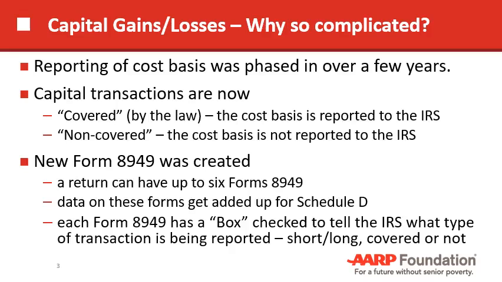So they also had to then create a new form, 8949, because now we have all sorts of transactions. We have short-term covered, short-term not covered, long-term covered, long-term not covered. And so there are actually 6 different Form 8949 that can be possible on an individual tax return. That's very rare. Each of those get added up and the totals show on the Schedule D.